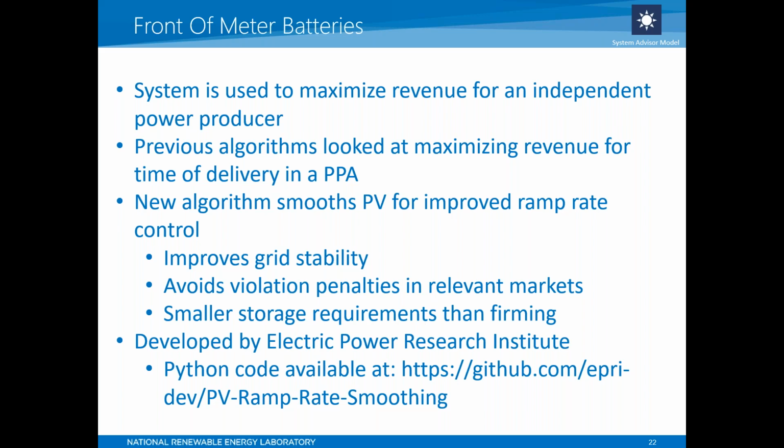This algorithm was originally developed by the Electric Power Research Institute. Daniel Fregosi, Michael Bolin, and Will Hobbs also had a paper on this at the Photovoltaic Specialist Conference, and their Python code is available at the GitHub link below. So the SAM implementation is in C++, and the Python implementation is available from their GitHub.